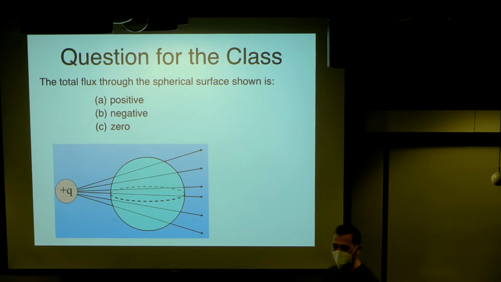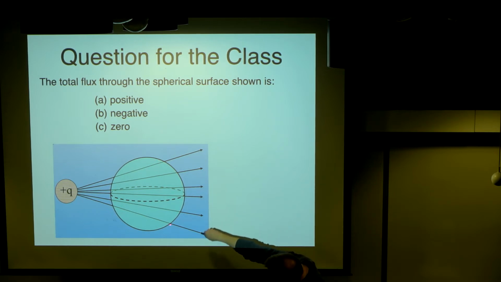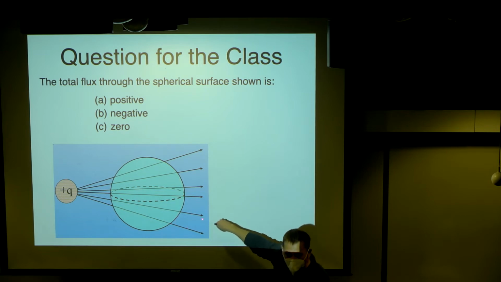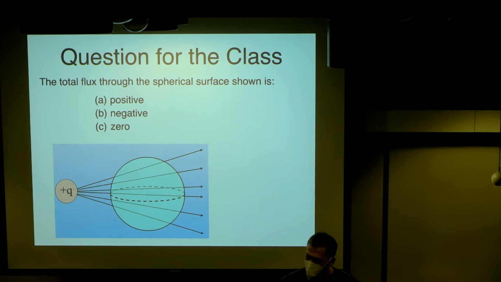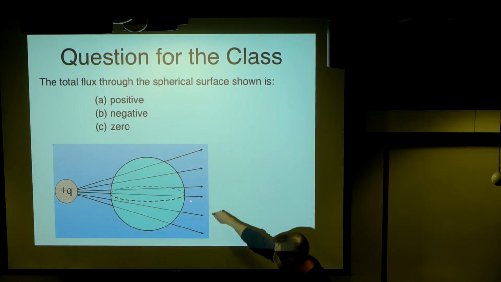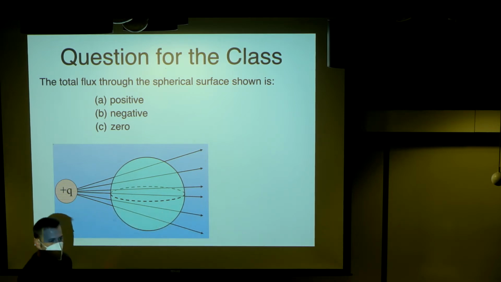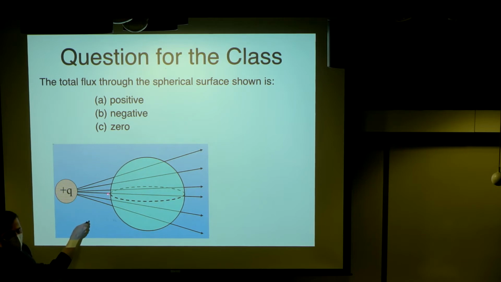But another way to see it is this, right? If I just look at this half of the sphere over here, I have field lines coming out, correct? So I have lines coming out through this end. So that would be a positive flux just for this part. But for every line that's coming out this way, there's a line going in this way. And a line going in is negative flux.